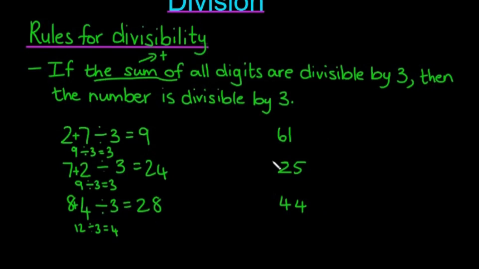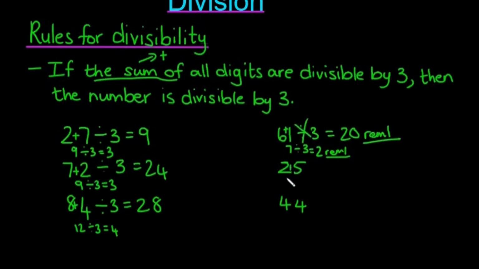However, on the opposite side here, I have 61, and 6 plus 1 is equal to 7, and 7 divided by 3 is equal to 2, remainder 1. Because of the remainder, I know that if I divide 61 by 3, I'm also going to end up with a remainder. So 61 divided by 3 is equal to 20 with a remainder of 1, which means that 61 is not divisible by 3.